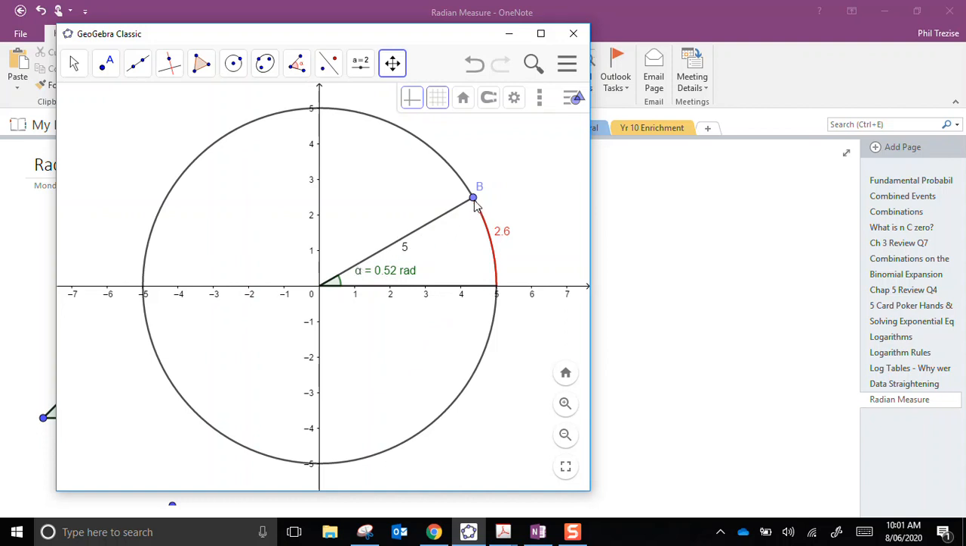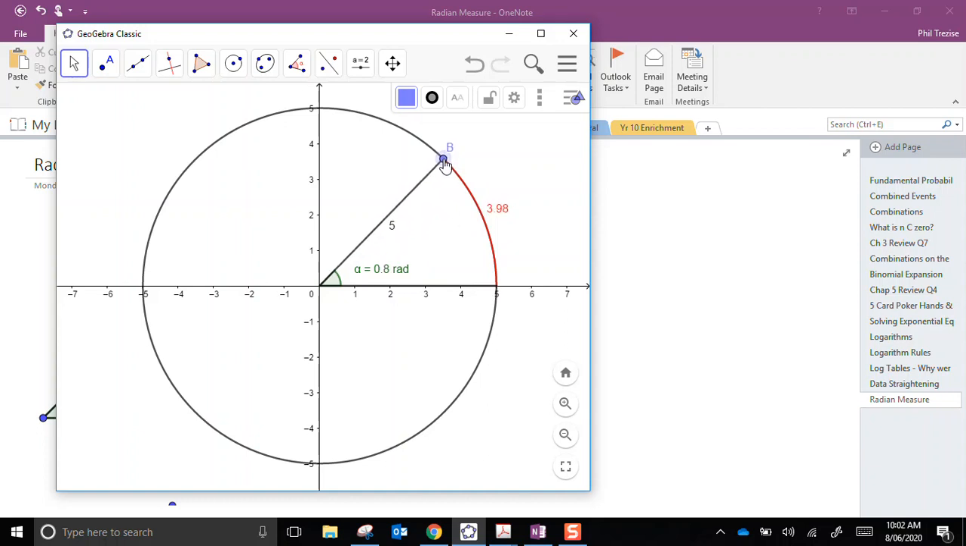And I've got a little point here on the edge of the circle, on the circumference, point B, that I can move. And I'm going to mark here in red the distance around this arc. So the arc length at the moment is 3.79. And at the moment, a radius of 5. The angle at the centre of the circle, alpha, is 0.76 radians. Now that's interesting. I wonder what radians are.